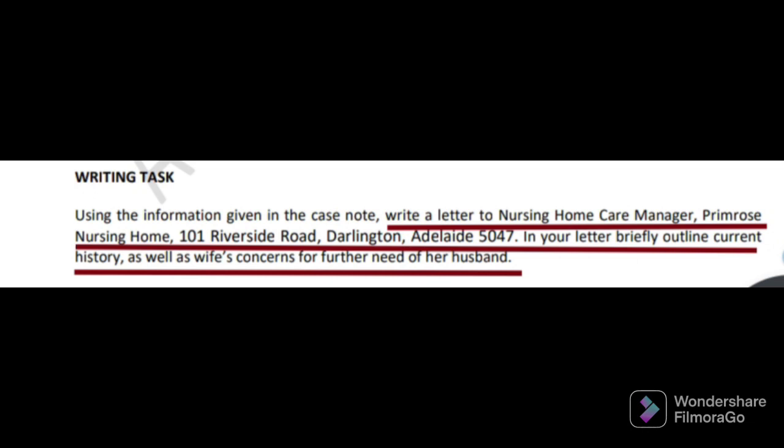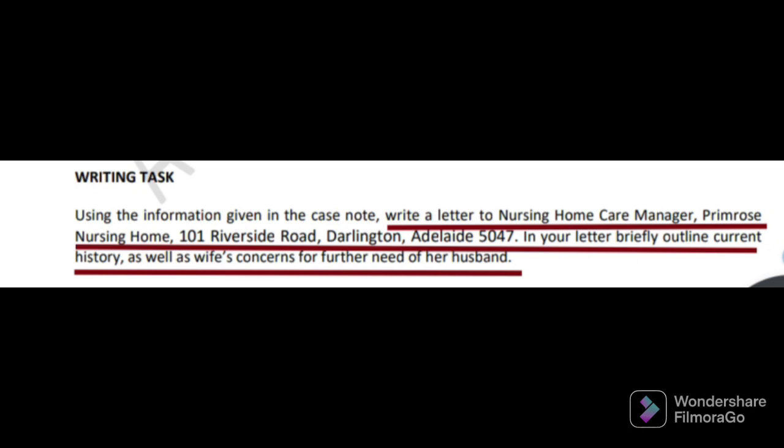Anyway, we will move to the writing task first. Using the information given in the case note, write a letter to the nursing home care manager, Primrose Nursing Home, 101 Riverside Road, Darlington. So here they have given that the reader is the nursing home care manager, and addresses are given. In your letter, briefly outline current history as well as wife's concern for further need of her husband.